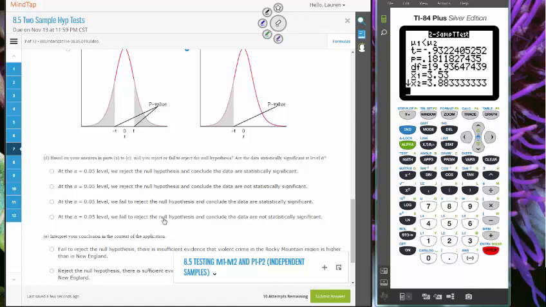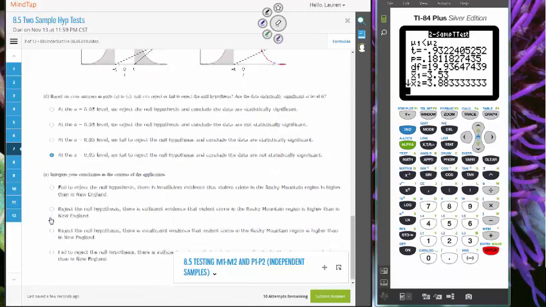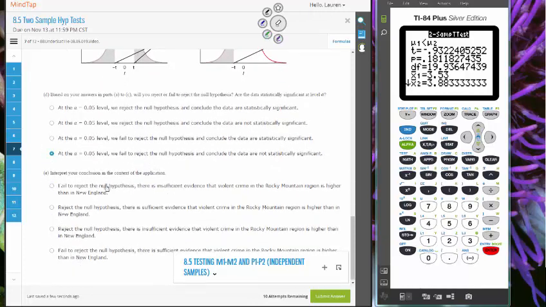If we fail to reject, then the data that we have gathered is not statistically significant. To make an interpretation, we said we failed to reject, so we do not have sufficient evidence, or there's insufficient evidence that the violent crime is higher in Rocky Mountain than in New England.